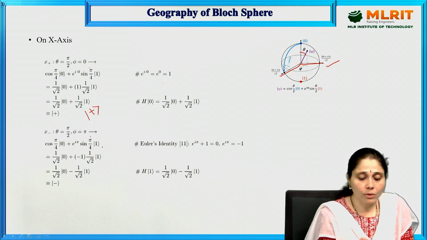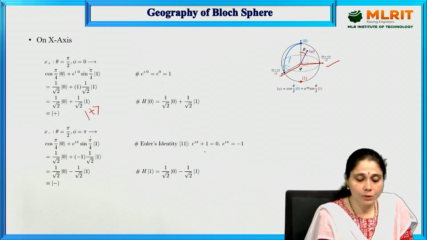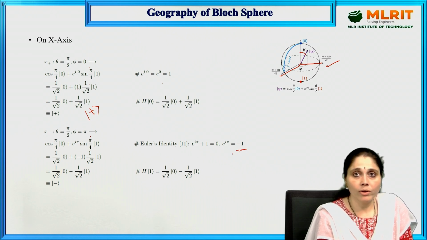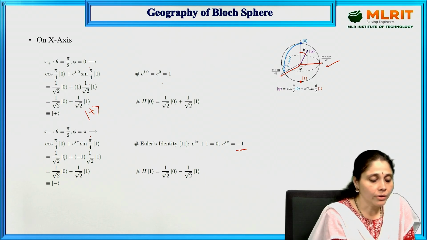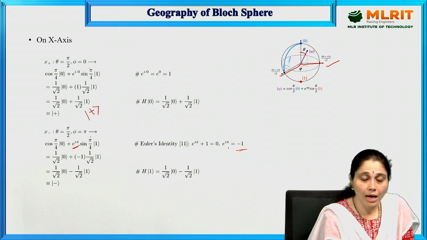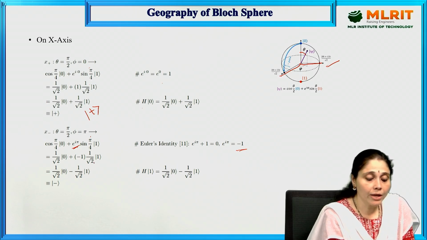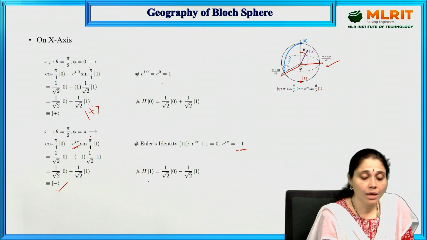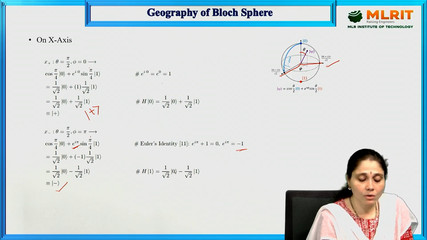So according to Euler's identity, e power i pi plus 1 is equal to 0, so e power i pi is equal to minus 1. This is Euler's identity. We need to remember Euler's identity at this junction. Okay, 1 by root 2 ket 0 plus minus 1, because the identity is e power i pi equals minus 1, times 1 by root 2 ket 1. So 1 by root 2 ket 0 minus 1 by root 2 ket 1. This came as ket minus. So H ket 1 is equal to 1 by root 2 ket 0 minus 1 by root 2 ket 1.